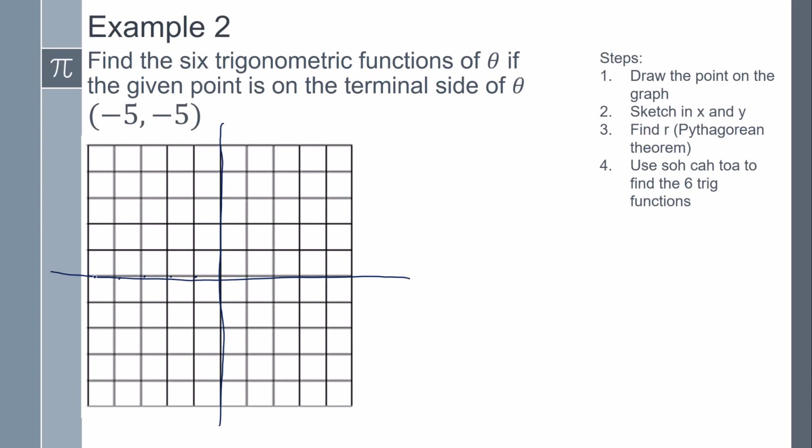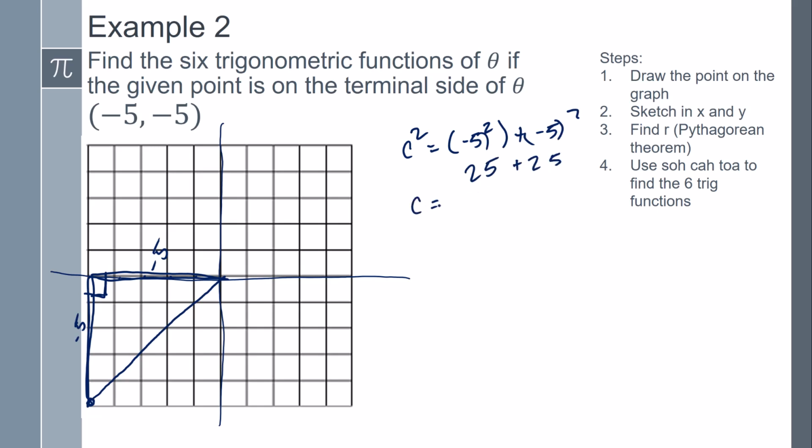Looking at one more: -5, -5. 1, 2, 3, 4, 5. Okay, so it's all the way down here. Perpendicular to the x-axis. I know that this is -5, and I know that this is -5. Then c squared equals (-5) squared plus (-5) squared. So that's 25 plus 25. So c is going to equal root 2 times 5, which is 5 root 2. So I know that this is going to be 5 root 2.